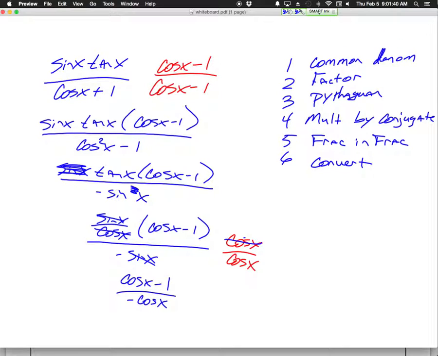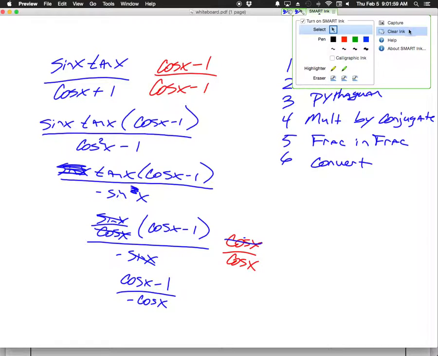Okay, so at this point I'm done. I can't get a common denominator. I can't factor. I can't do a Pythagorean. I can multiply by a conjugate if I wanted to, but I don't want to because I've already done it. There's not a fraction in a fraction, and there's nothing left to convert, so that means I'm done with that problem. All right, 2 new identities.